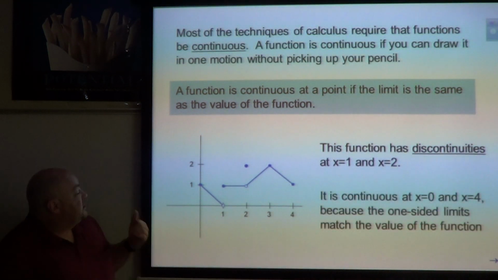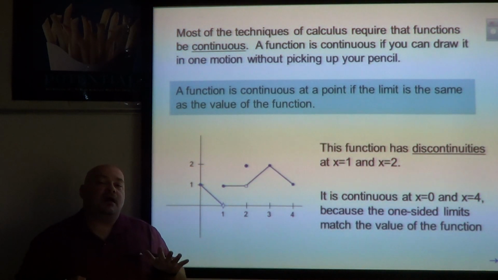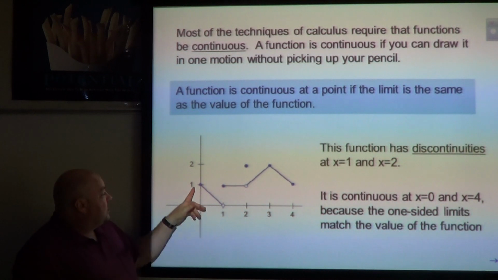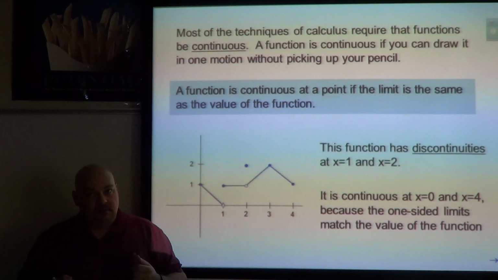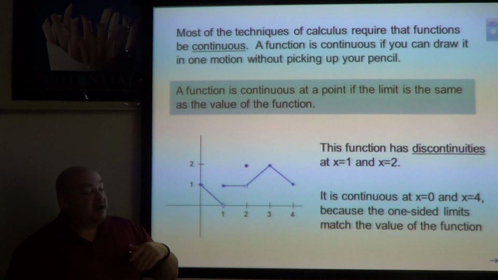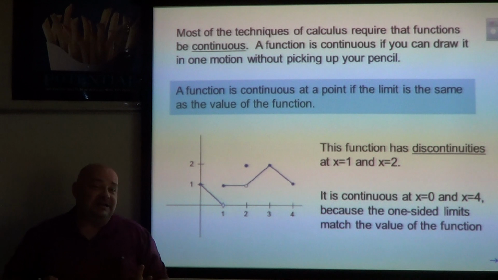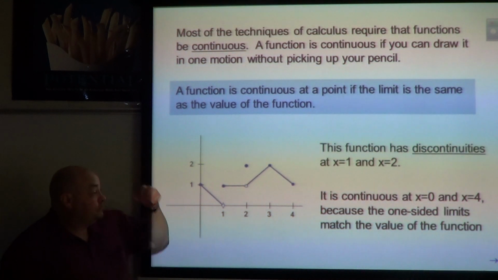So it's continuous at 0 and 4 because we can have one-sided continuity as we get closer and closer to an endpoint. So if we go to an endpoint, as long as it's continuous going all the way to that point, we're okay as far as continuity. If these were open, it would not be continuous at the endpoints.